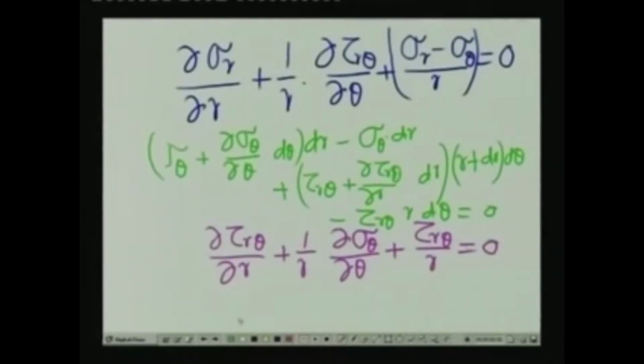So, these are the two equations: ∂τrθ/∂r + (1/r) ∂σθ/∂θ + τrθ/r = 0, and ∂σr/∂r + (1/r) ∂τrθ/∂θ + (σr − σθ)/r = 0 is the other equation of equilibrium. These are the two equations of equilibrium, represented in terms of the stresses σr, τrθ and σθ, and written in terms of the polar reference axes θ and r.